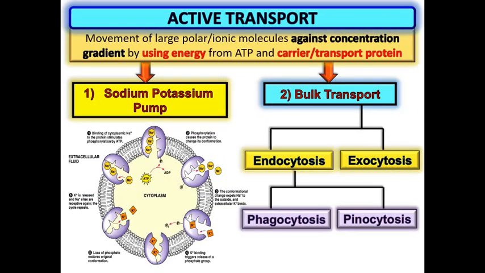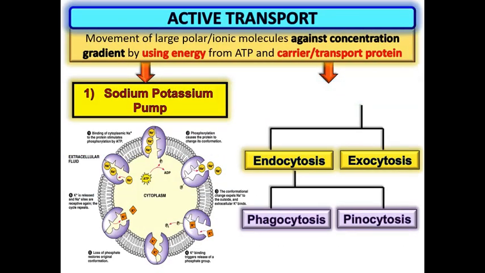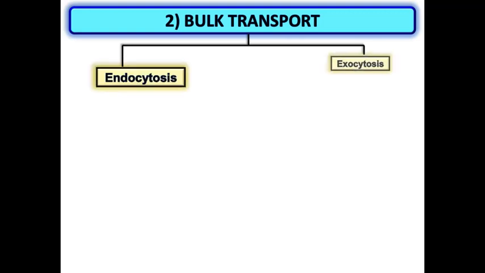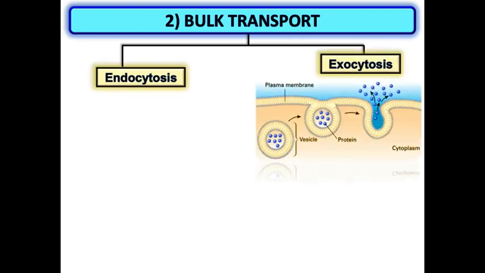Number 2. Bulk transport. There are two types of bulk transport. Endocytosis divide into two.